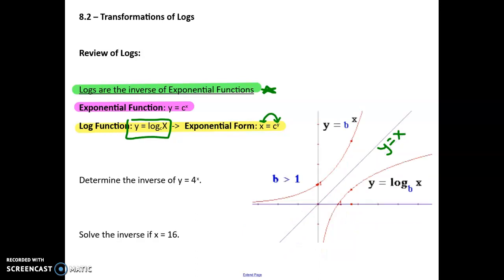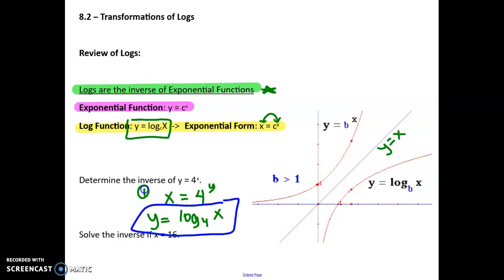So this one says determine the inverse of y equals 4 to the power of x. So to determine the inverse, my first step is I have to switch the x and the y. So I'd say that x equals 4 to the power of y. Then you change it to log form to get the y by itself. So this would be that y equals log x with a base of 4. So that would be the inverse equation of y equals 4 to the power of x. Again, switch x and y, and then get y by itself.